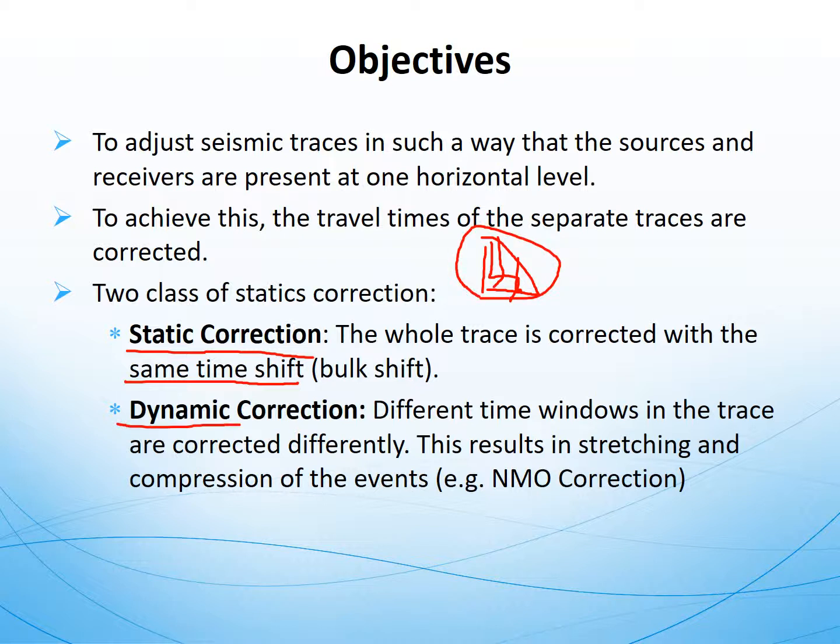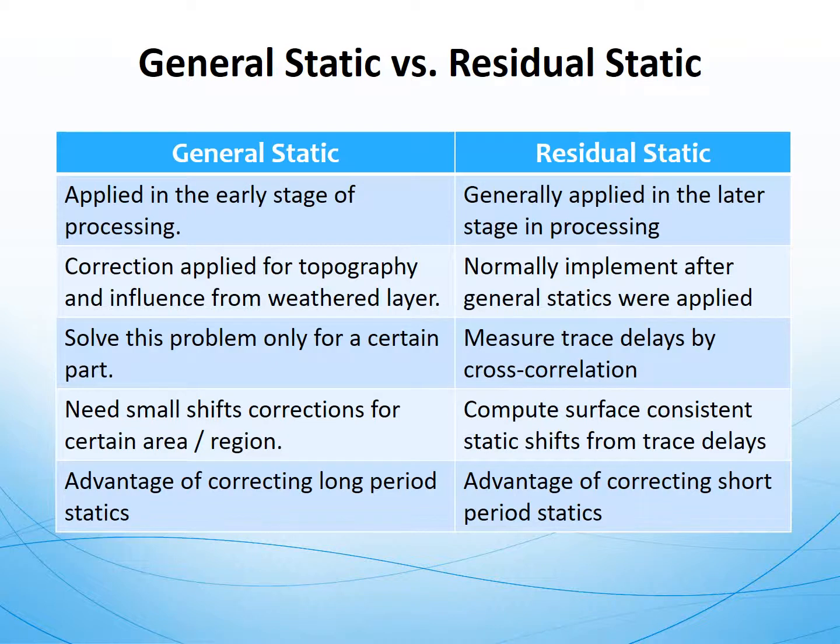In the dynamic correction, another type of correction, we use a different time window of the traces. In other words, each second or each depth of the traces will be corrected using a different amount of correction. This will result in stretching and compression of the events, such as the NMO correction. We will look further in the next slides.